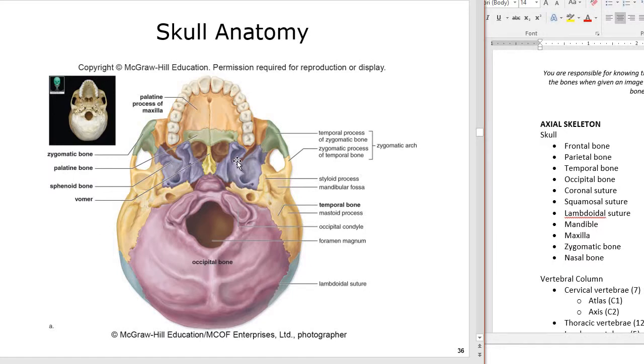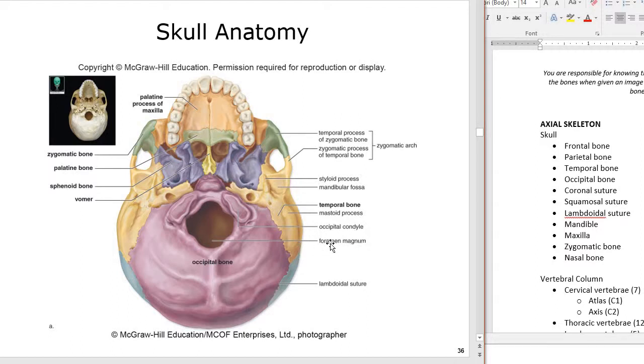Bones that we can't see from the front or back, the palatine bone forms the hard palate of your mouth. So the front part of your mouth is the maxilla, behind that is the palatine bone. And I think that is about it. The rest of everything that's listed here are structures or features of the bone.